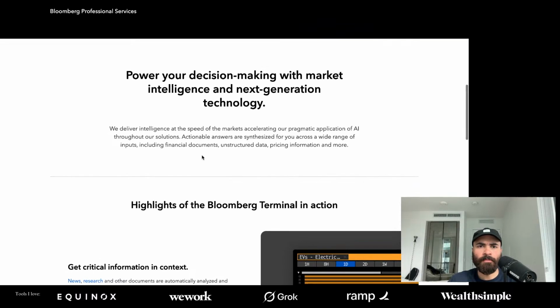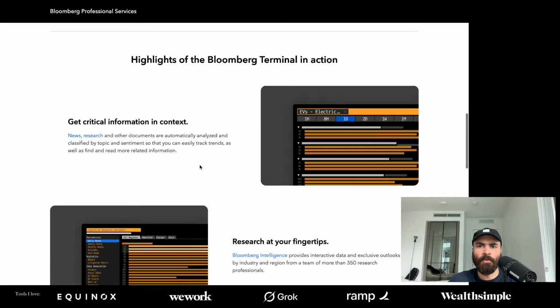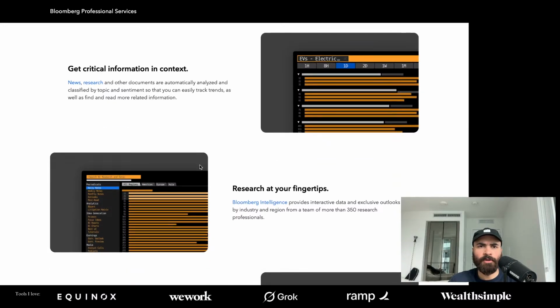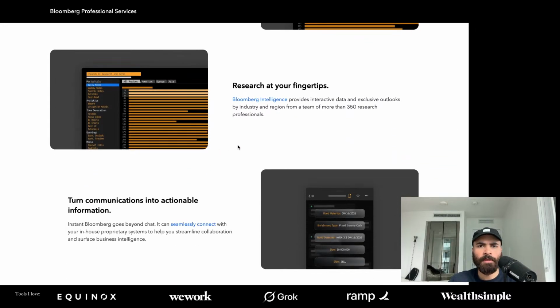Power your decision making with market intelligence and next generation technology. We deliver intelligence at the speed of the markets, accelerating a pragmatic application of AI throughout our solutions. Actionable answers are synthesized for you across a wide range of inputs, including financial documents, unstructured data, pricing information, and more. Highlights. Get critical information context. And other documents are automatically analyzed and classified by topic and sentiment so that you can easily track trends as well as find and read more related information.